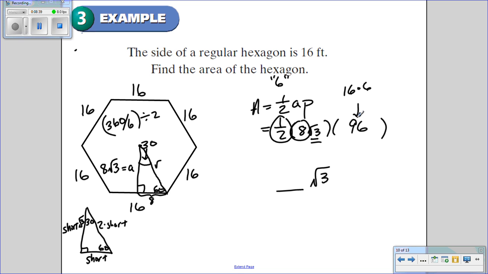And the only thing I want to calculate are these constants. So 0.5 times 8 times 96, and we get 384 radical 3, and this would be feet squared. So in this example, we used a 30, 60, 90 right triangle to figure out that missing information.